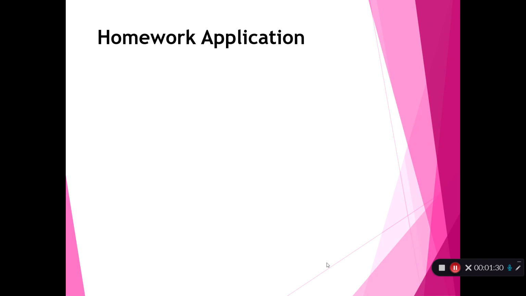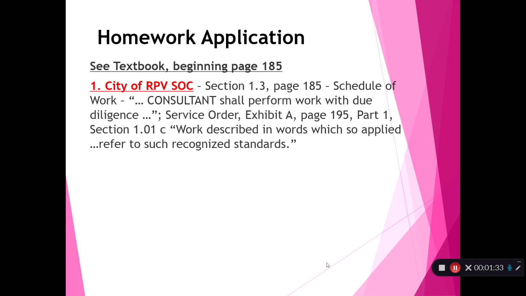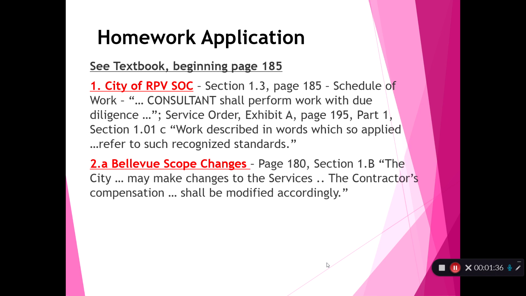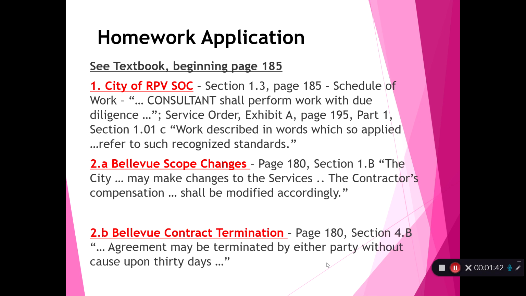Let's look at some of the application homework. So you've had 3 questions. Of course, there was many more, but I'd like you to be able to see the questions as they apply to number 1, 2A, and 2B. Now, when I'm asking you for number 1, the standard of care, where is that found? I want you to identify the section and page number for adequate referencing. And you can see the quote where it's been provided for number 1, work described in words shall be applied to refer to such recognized standards. Work shall be performed with due diligence.